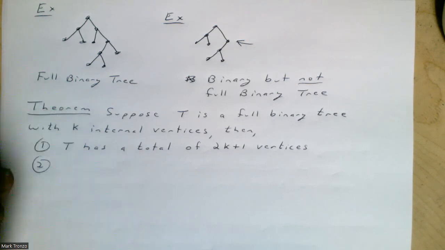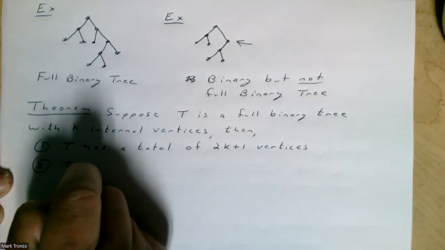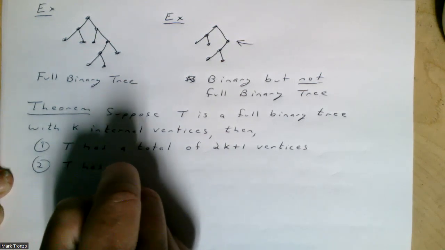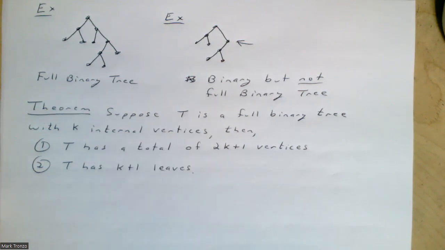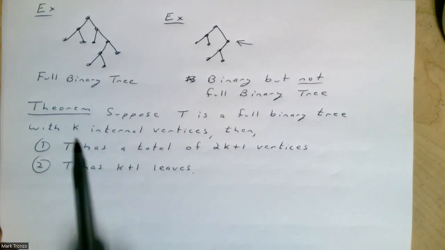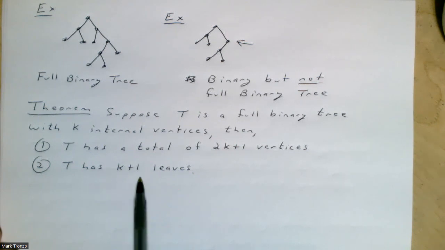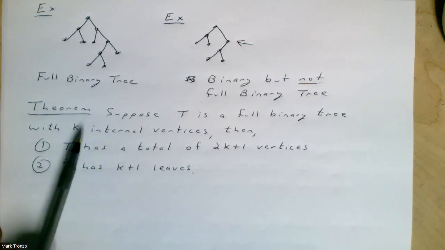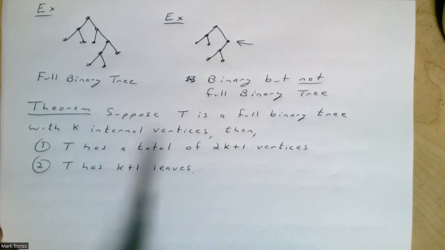And number 2, as you might have guessed, T has K plus 1 leaves. Remember, the leaves are vertices of degree 1. So if it has K internal vertices, these are vertices of degree more than 1. And if it has K plus 1 leaves, or K plus 1 vertices of degree exactly 1, then K plus 1 gives us a total of 2K plus 1 vertices.